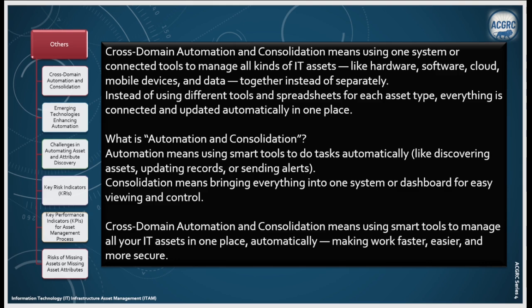So what is automation and consolidation? Automation means using smart tools to do tasks automatically, like discovering the asset, updating the record, or sending alerts. Consolidation means bringing everything into one system or dashboard for easy viewing and control. Cross-domain automation and consolidation means using smart tools to manage all your IT assets in one place automatically, making work faster, easier, and more secure.